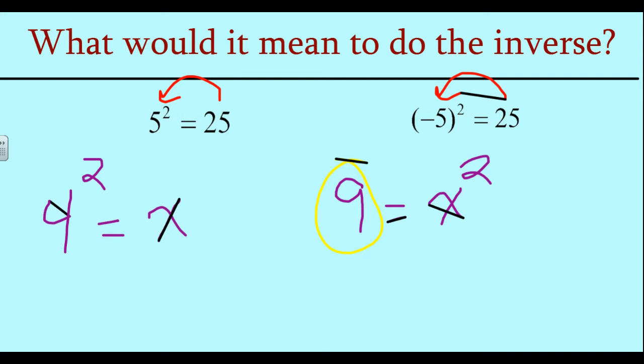Here, if we think about, okay, well, what multiplies by itself to get 9? Can't be 2, because 2 times 2 is 4. Can't be 4, because 4 times 4 is 16. And it just so happens that 3 does square to become 9.